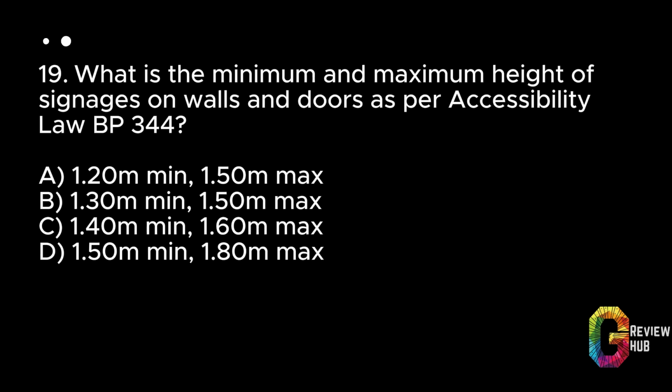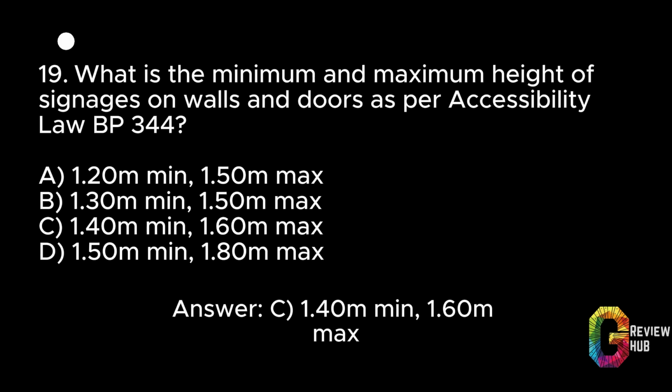19. What is the minimum and maximum height of signages on walls and doors as per Accessibility Law BP 344? A. 1.20 m min, 1.50 m max. B. 1.30 m min, 1.50 m max. C. 1.40 m min, 1.60 m max. D. 1.50 m min, 1.80 m max. Answer: C. 1.40 m min, 1.60 m max.